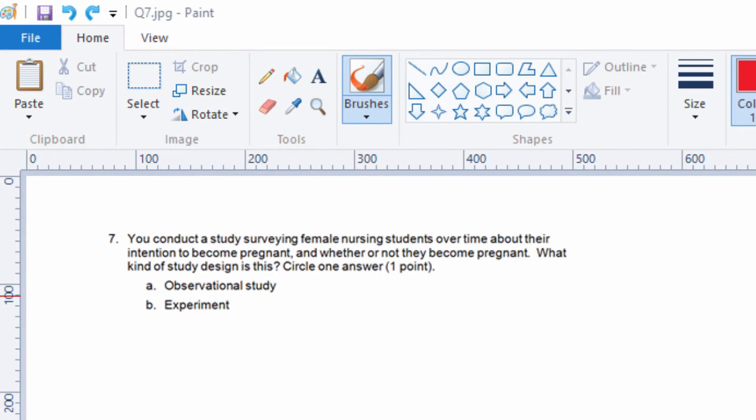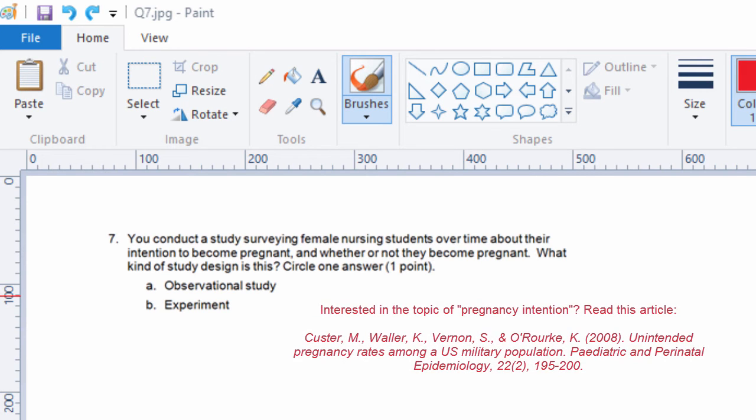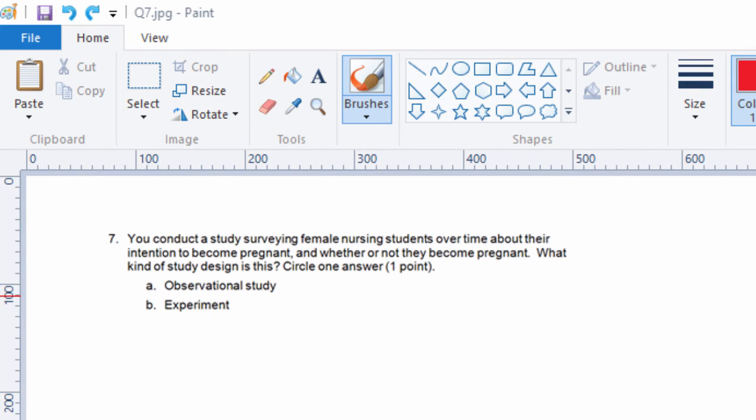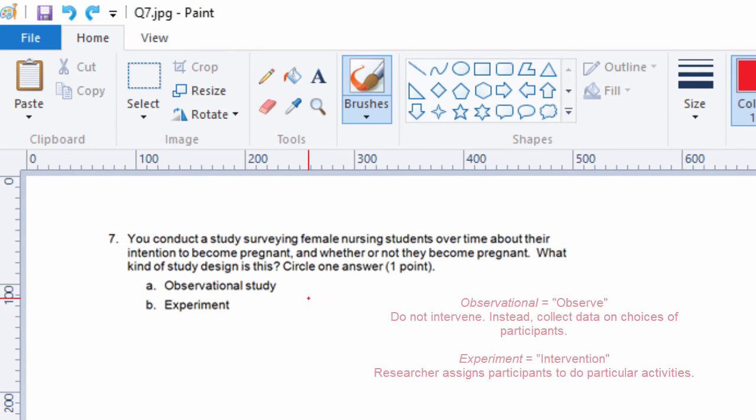Okay, now we move on to the study design question. So forget about the high school and forget about the central lab, and here we go, question 7. So you conduct a study surveying female nursing students over time about their intention to become pregnant and whether or not they actually become pregnant. So what kind of study design is this? First, we have a choice of the observational study here. Observational, meaning observe, right? And what does observe mean? Well, you don't intervene. You're not telling them to become pregnant or to take birth control or anything like that. You're just observing what they're doing. Okay, so that's the first choice.